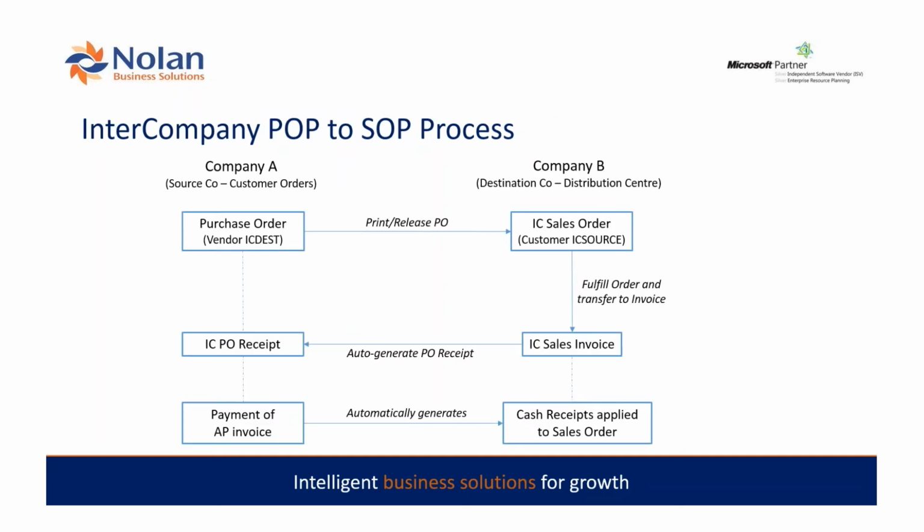With its automated loop to keep purchase orders, sales transactions, receipts, and payments in balance between related companies, intercompany POP to SOP eliminates the need for duplicate data entry in multiple databases.